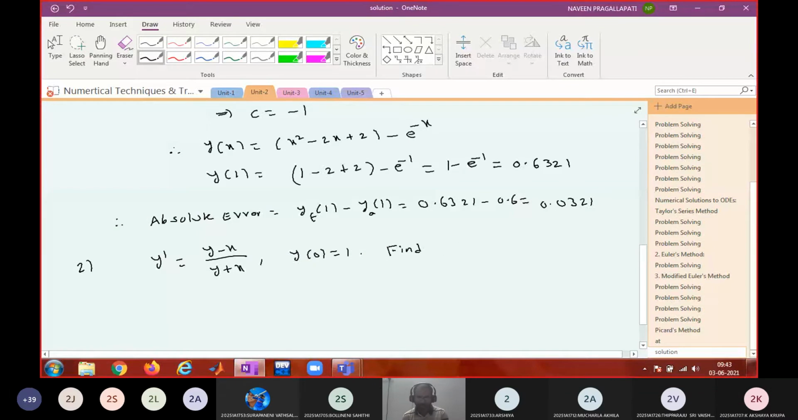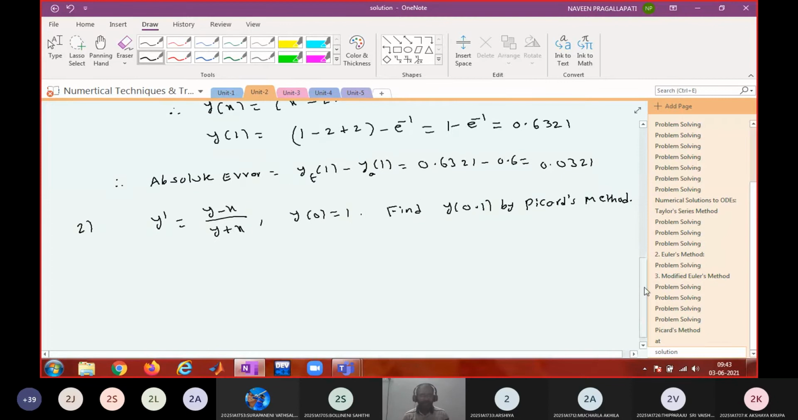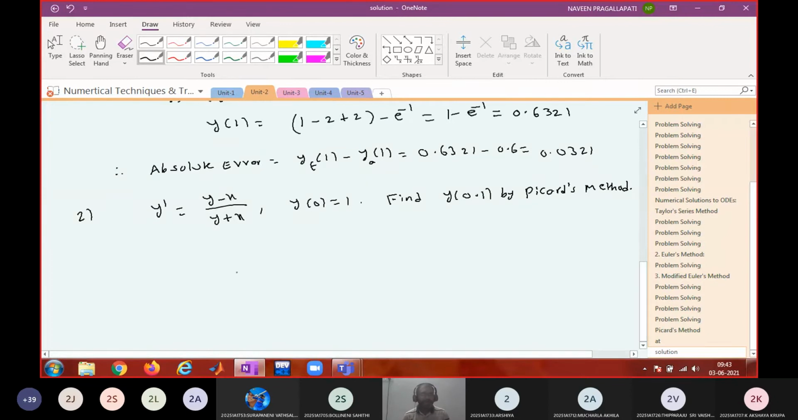Find y of 0.1 by Picard's method. Okay. If this is the case, please first identify what is f, what is x naught, what is y naught. First write down the initial value problem: dy by dx is equal to y minus x by y plus x, with y of 0 equal to 1.